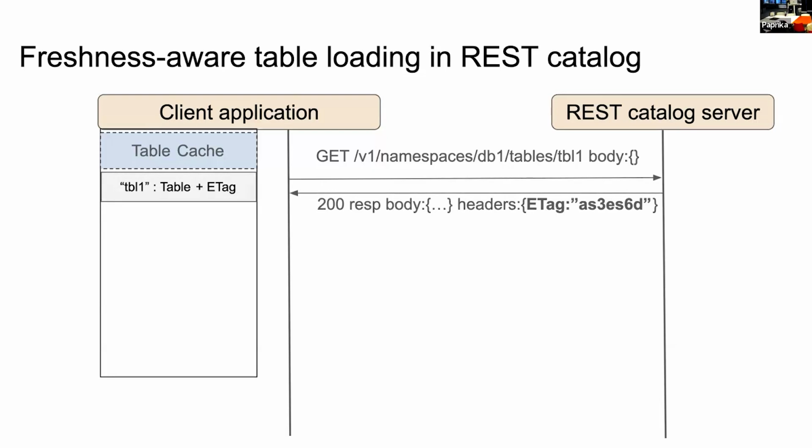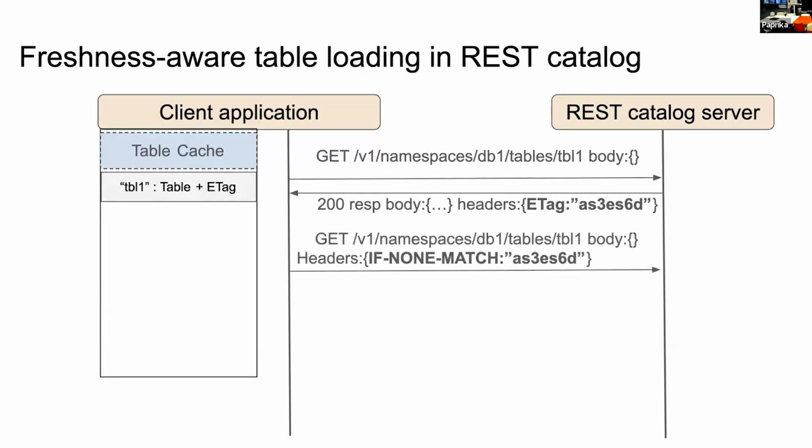So when we have the next load table request, we can get the eTag from the cache. Tell the server with the load table request through this If-None-Match header that this is the state I know. And then the server can say that, okay, you are fine. Just pull the result from the cache and return it back to the user.